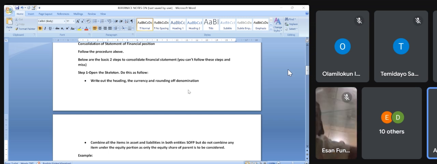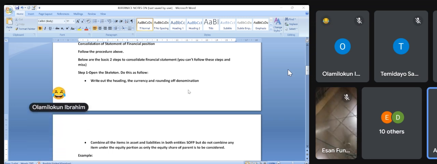If it is in thousand, give them back in thousand. If it is in billion, give them back in billion. You see, this heading that you have written down can fetch you 1 mark. And if you have 1 mark, you're only looking for 49 to pass. That's where to always begin from. You understand me now? So that is the first step under opening of the skeleton, under consolidation of statement of financial position.